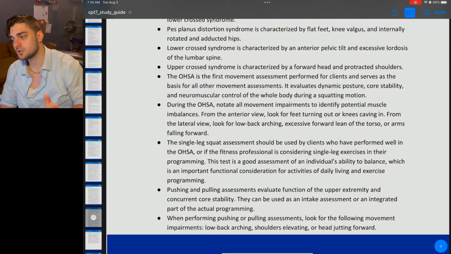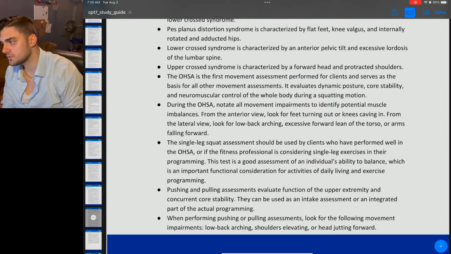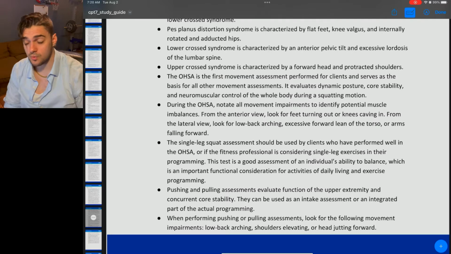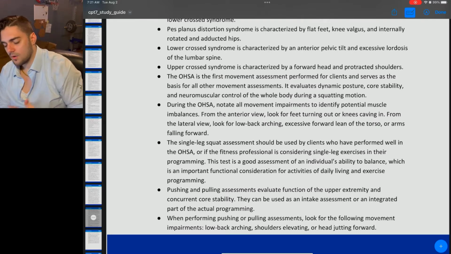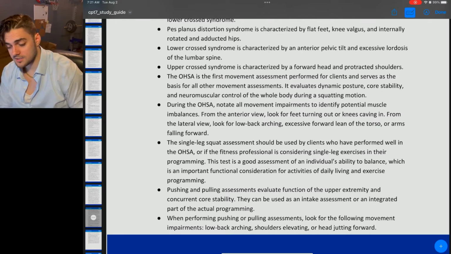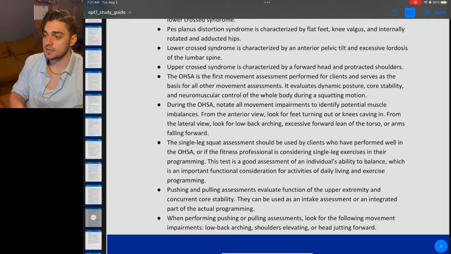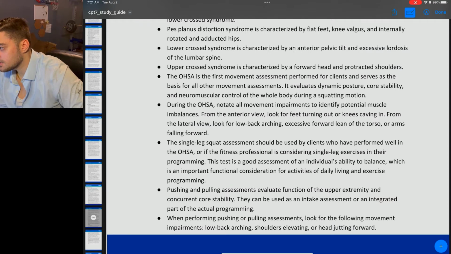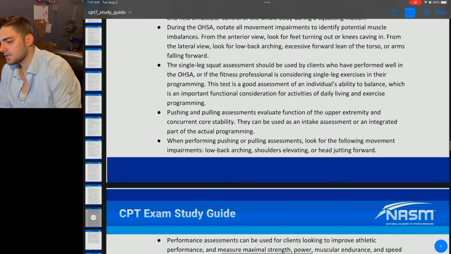But the single leg squat assessment should be used for clients who have performed well in the overhead squat assessment, or if the fitness professional is considering a single leg exercise in their programming. So the single leg squat is kind of like the overhead squat 2.0. Did well in it, you give them that. Or if they're doing any single leg exercises, which I wouldn't necessarily do unless the client only had one leg. This test is a good assessment of an individual's ability to balance, which is an important functional consideration for activities of daily living and exercise programming.